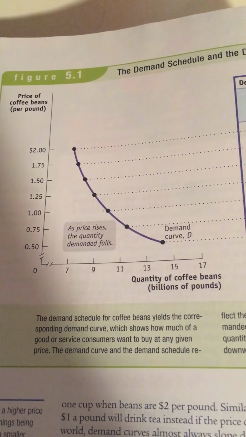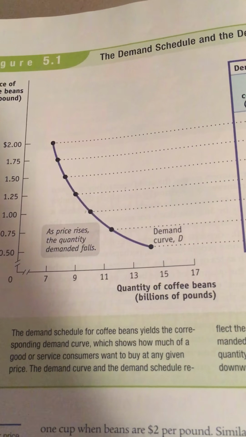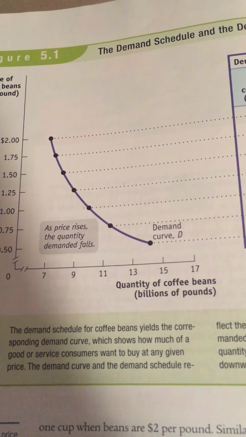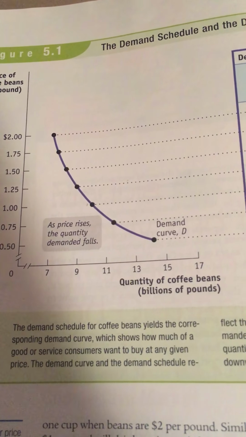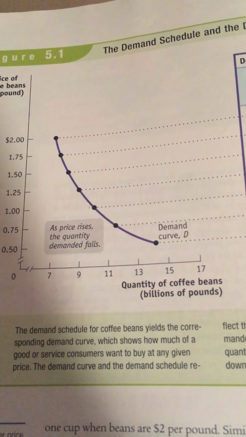Right now I'm going to explain to you the law of demand. The law of demand says that a higher price for a good or service, all other things being equal, leads people to demand a smaller quantity of that good or service. You can clearly see that in this graph.